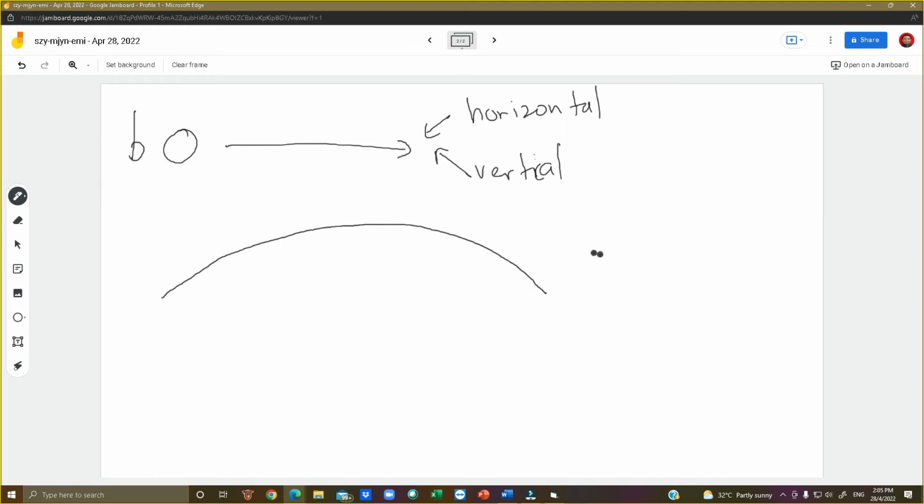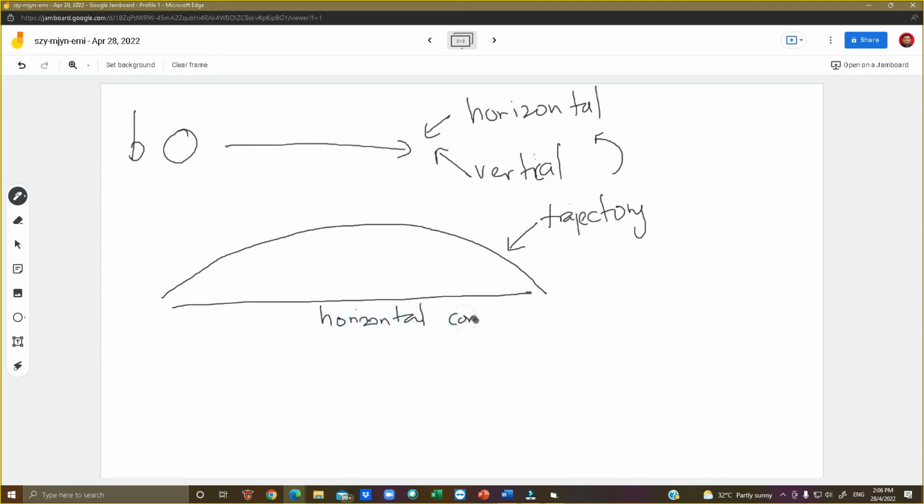Pergerakan dia baik macam ni. This pergerakan is known as trajectory. So, to describe trajectory, we can describe it in terms of these two. Yang memanjang ini namanya horizontal component. Yang menegak ini namanya vertical component.